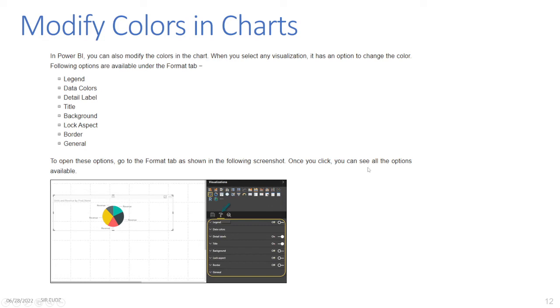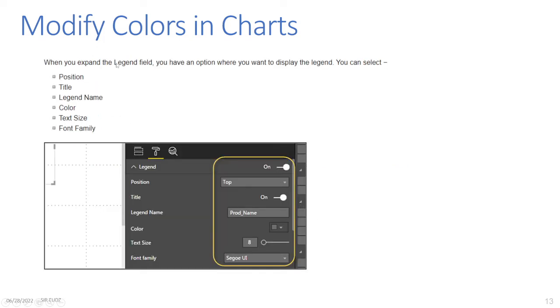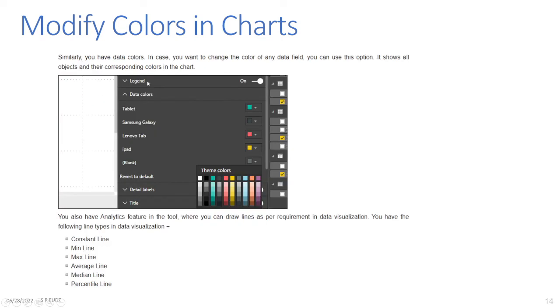Once you click, you can see all the options available. When you expand the legend field, for example, you have an option where you want to display the legend. You can select the position, the title, the legend name, the color, text size, and font family. Similarly, you have data colors in case you want to change the color of any data field. You can use this option. It shows all the objects and their corresponding colors in the chart.